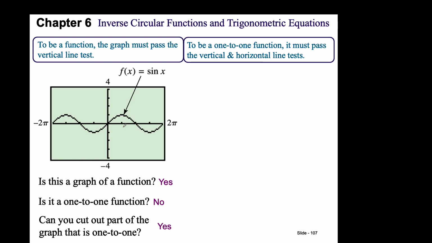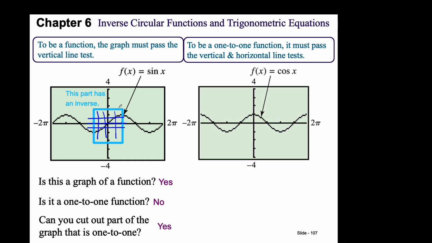The answer is yes. Here is one example right here. If we cut this piece of the graph out, this piece of the sine function is not only a function because it passes the vertical line test, but it's also a one-to-one function because it passes the horizontal line test as well. All the vertical and horizontal lines we could possibly draw would only intercept the function one time. What that means for us for Chapter 6 is that this part has an inverse. So sine of x, the entire thing, does not have an inverse because it's not one-to-one, but this piece does.